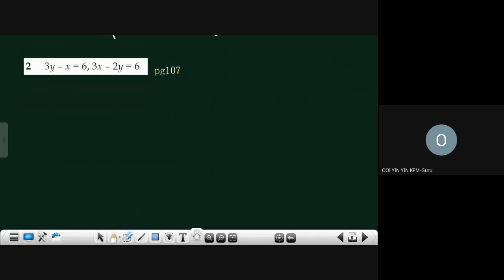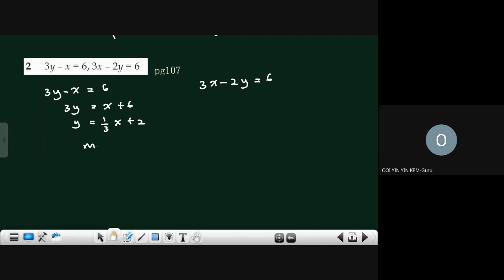Now let's take another example, in case the explanation just now is not enough. Now we have the equation 3y minus x equals 6, and the other 3x minus 2y equals 6. We want to rearrange them in the form y equals mx plus c. So 3y equals x, when moved here becomes positive x plus 6. We don't want 3, so divide all by 3: you get 1 over 3x, and 6 divided by 3 gives 2. So your m1 here is 1 over 3.